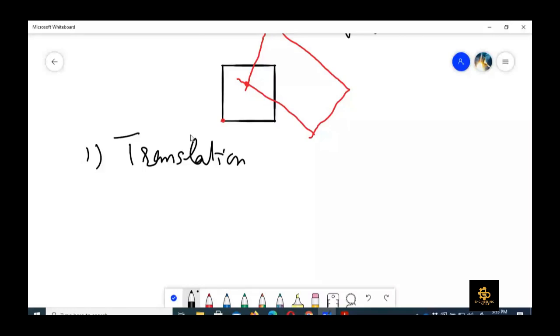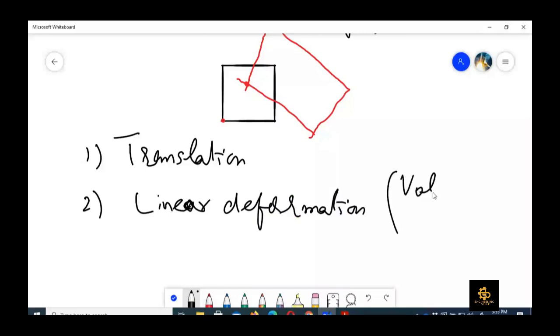Okay, what other thing can we see here? That is linear deformation. Linear deformation means that its volume has changed.